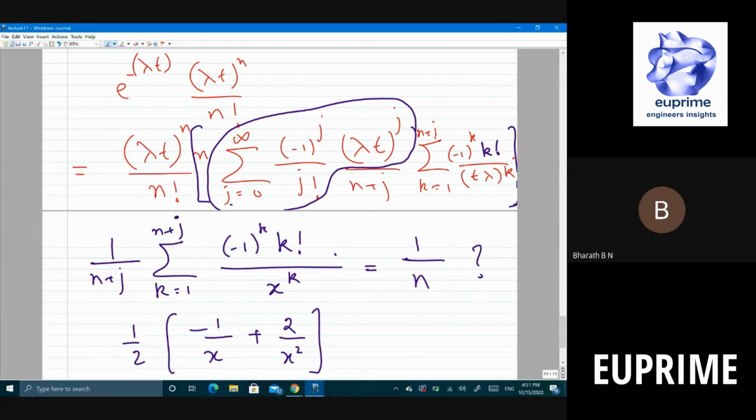Is this fine? This is definitely not 1 by n, right? It's not 1 by 2. It depends on x. Why? What is x here? There should be some lambda.